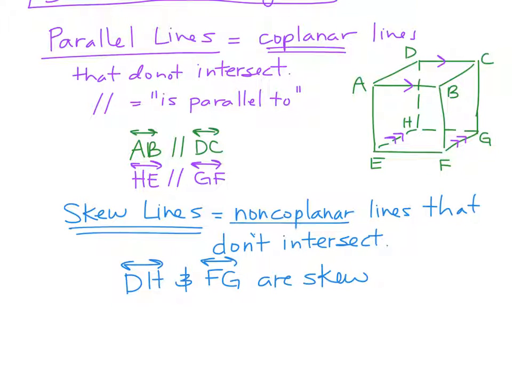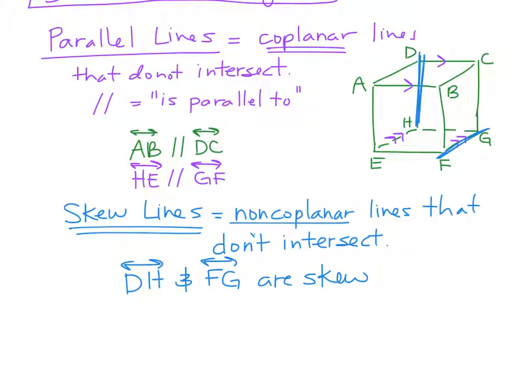Do you see that? So DH is going this way, FG is going this way. If I show you on a Kleenex box, maybe it is a little more clear. So DH in this picture is a back edge here. FG is a horizontal one this way, okay? Those two lines are never going to touch each other, but they're not parallel because they don't lie in the same plane, okay? Can someone give me a different set of skew lines?